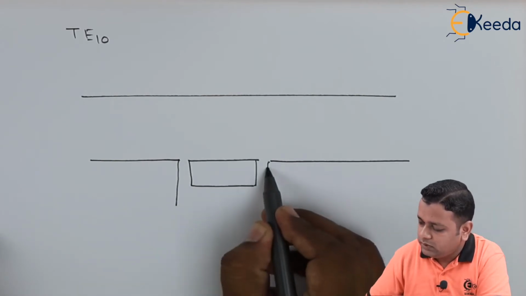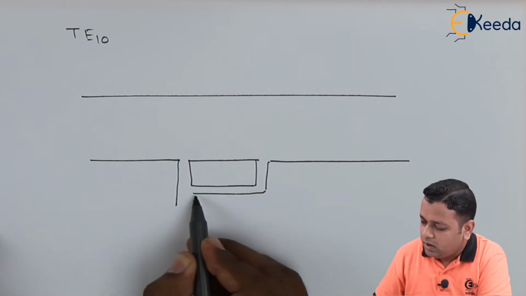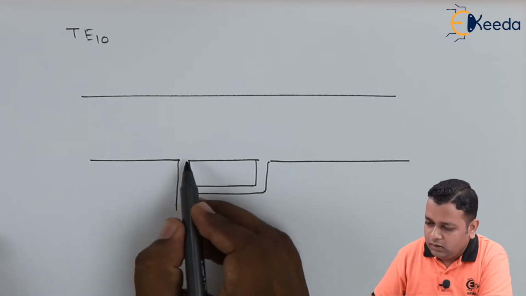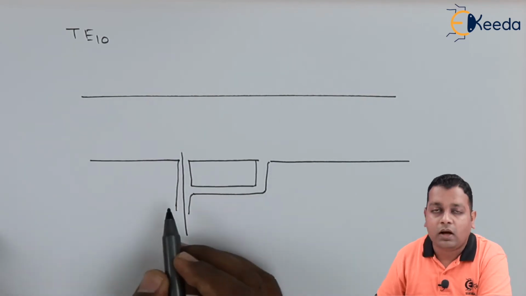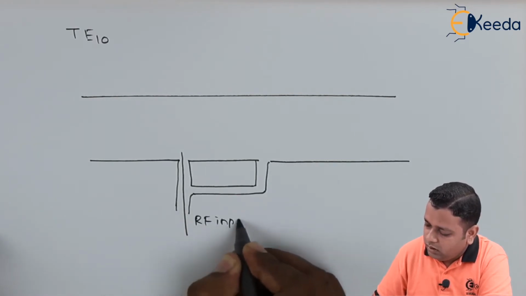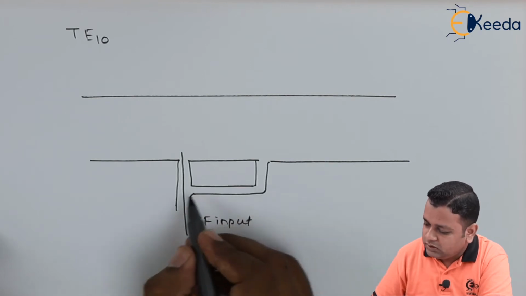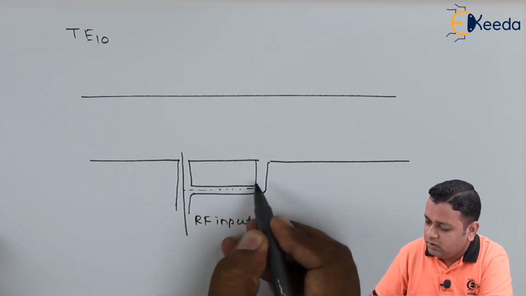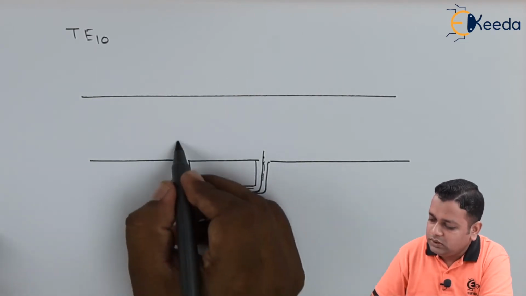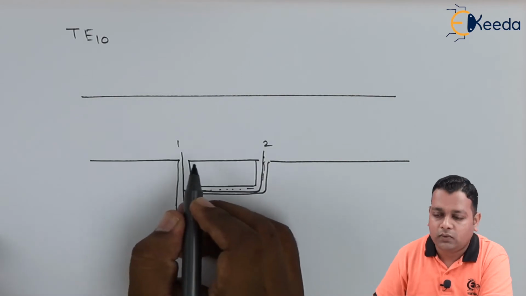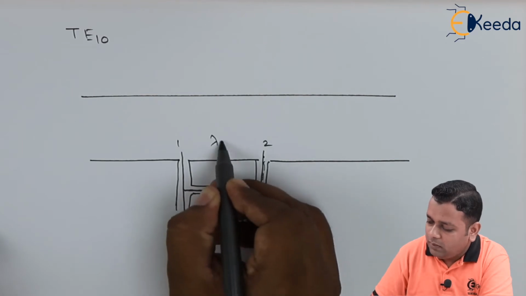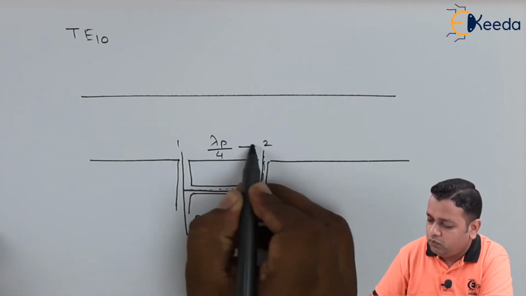We have the probes inserted at these two openings, and they can combine to have only one RF output or input here. So this is the RF input. This can extend in this direction, also in this direction, or you can draw it with a solid line also. This is the first one, this is the other one. The spacing between the two is most possibly maintained at lambda_p divided by 4.